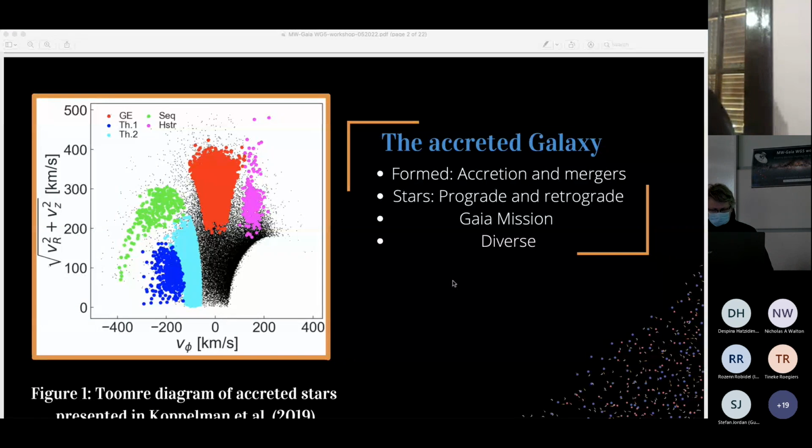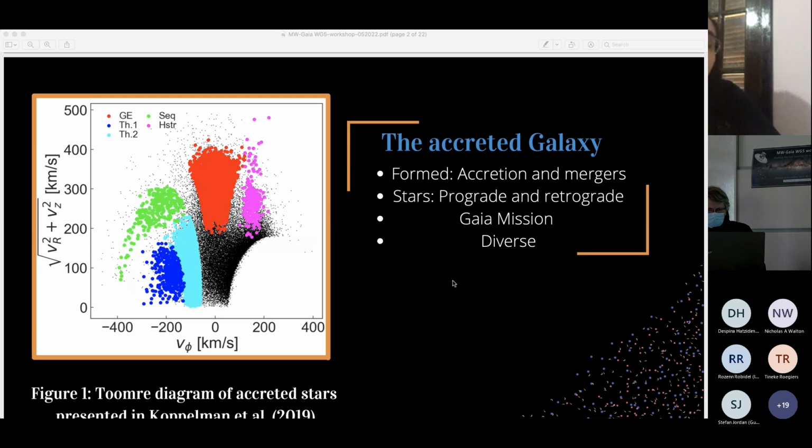One of the pieces of evidence we have for this is the fact that our galaxy has stars with prograde and retrograde motions. This basically means that while the majority of the stars in the Milky Way are moving in one direction, we have stars that are moving in the opposite direction. It's very hard to explain why stars born in situ, without any external influence, would have such different motions. So we believe that the retrograde stars are part of the accreted component of our galaxy.